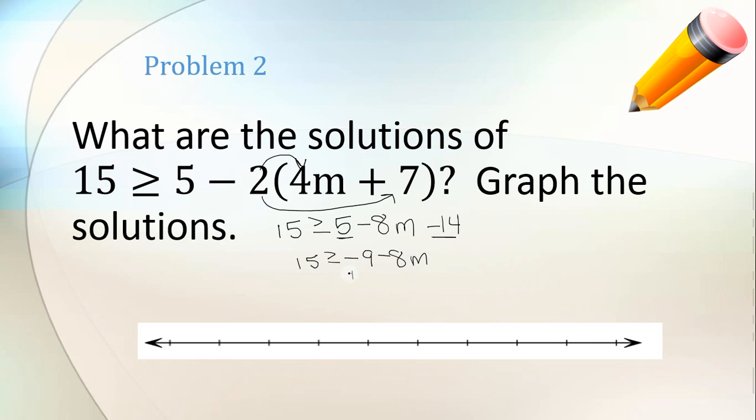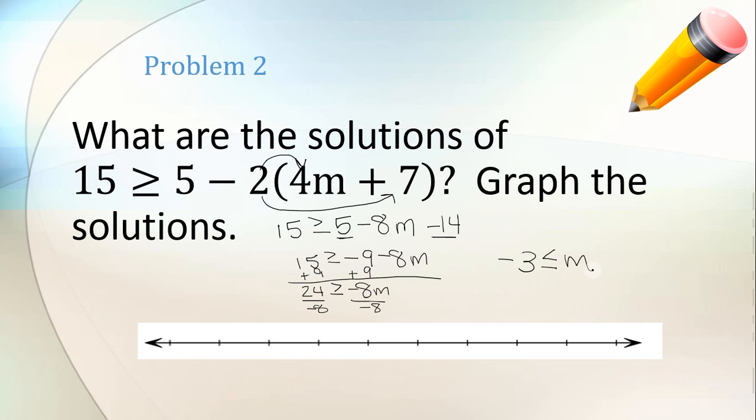Now I need to add 9 to both sides. And I'm going to get 24 is greater than or equal to negative 8m. I'm going to divide by a negative 8. Now you should be thinking, Miss Marsh, we divided by another negative. So what we need to make sure we do is flip our inequality sign. So my inequality, instead of being greater than, is now going to become a less than m.